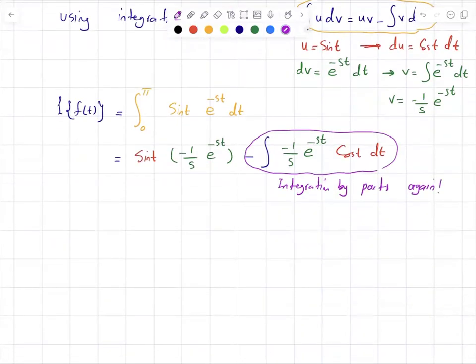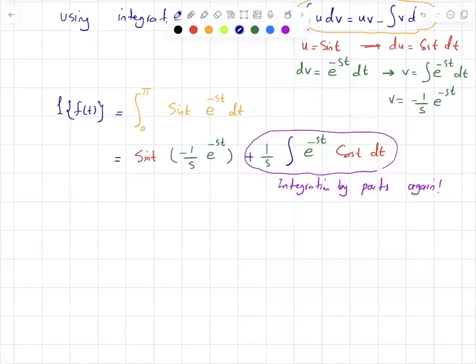So let us begin. You can simplify this as well. Remember that here you have a negative sign, so this becomes positive. And you could just copy this 1 over s and write it outside your integral. So let me do that. I'm going to take this 1 over s multiplied by the integral of e to the power negative st cosine t.